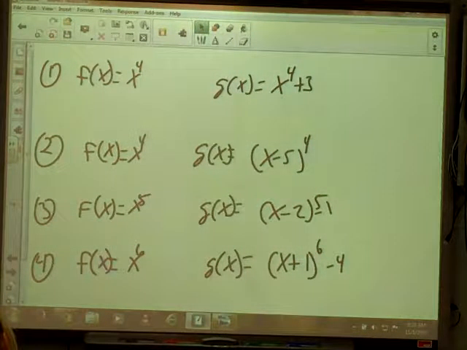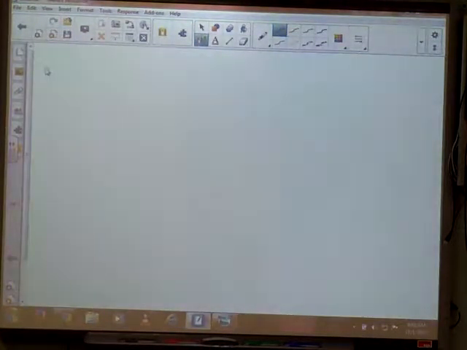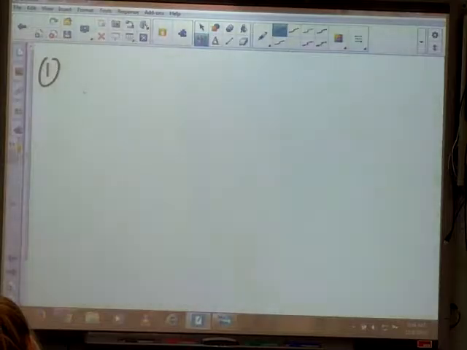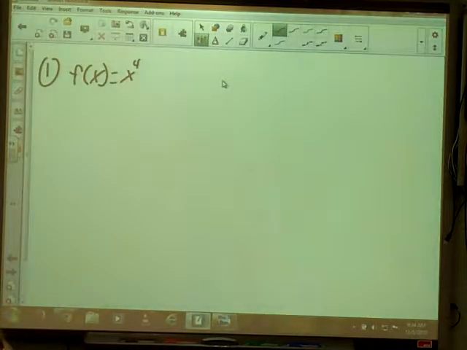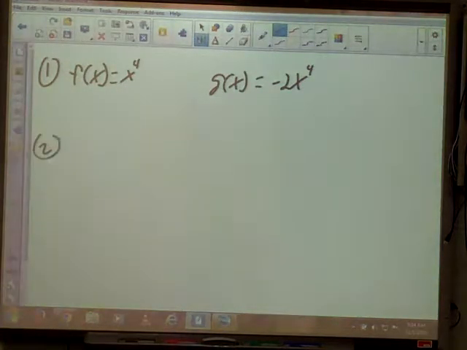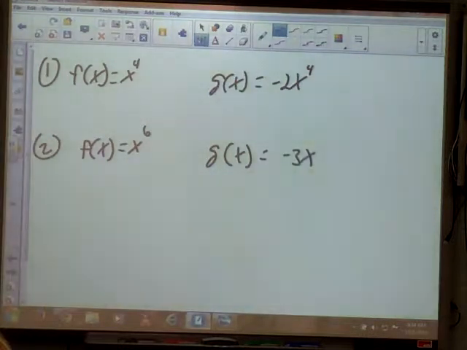Let me give you 3 of these next ones. Alright, number 1. F of x is x to the 4th, and g of x is negative 2x to the 4th. Number 2. F of x is x to the 6th, and g of x is negative 3x to the 6th. That's kind of the same thing.